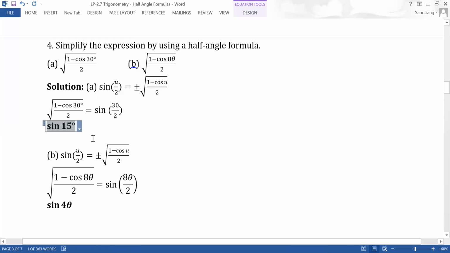Part B is pretty much the same. This is the half angle formula for sine, so this is equal to sine of u over 2. u in this case is 8θ. So 8θ divided by 2, and this is equal to sine of 4θ.